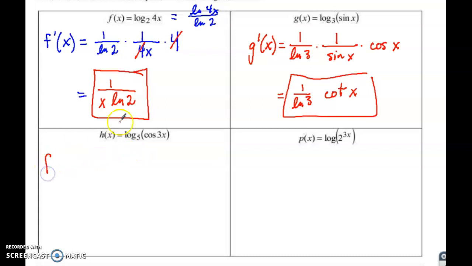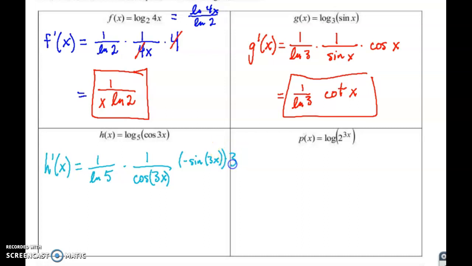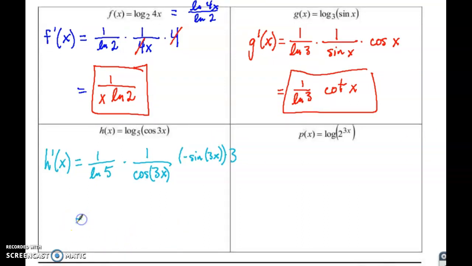So oops, that's h now. Just randomly changing letters on you. So we have h prime of x, that's equal to 1 over natural log of 5 times 1 over cosine of 3x. And then the derivative of cosine is negative sine. You leave 3x alone, but then you have to multiply by 3. So how I would write the answer, if you want my opinion, is I'd move that negative 3 in front, over natural log of 5. Now I would think about how sine over cosine is equal to tangent of 3x.